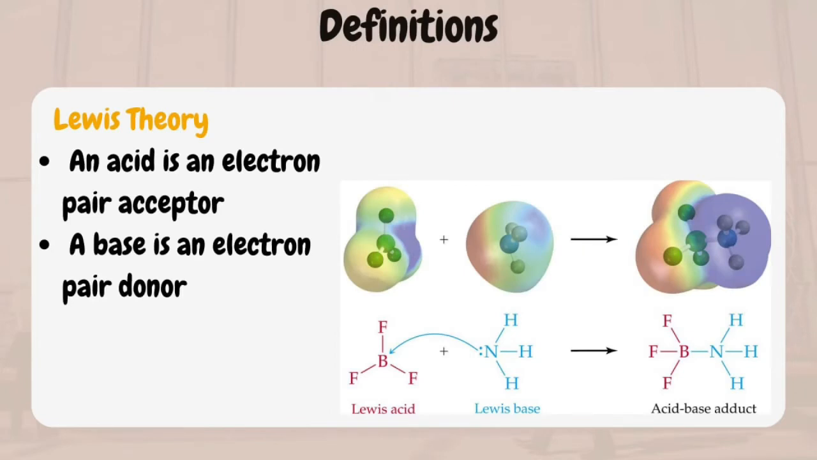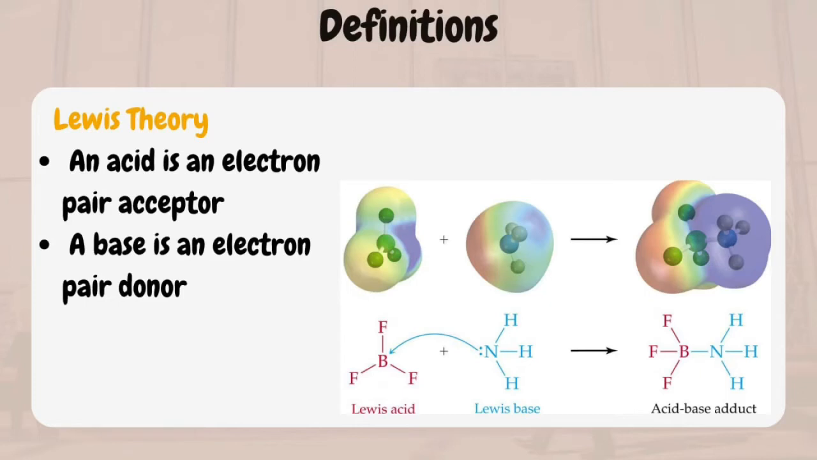Okay, the next definition is Lewis theory. The Lewis theory of acids and bases states that acids act as electron pair acceptors and bases act as electron pair donors. This definition doesn't mention anything about hydrogen atoms at all, unlike the other definitions. It only talks about the transfer of electron pairs. From the picture, we know the reaction is between ammonia NH3 and boron trifluoride BF3. Since there is no transfer of hydrogen atoms here, it is clear that it is a Lewis acid-base reaction.